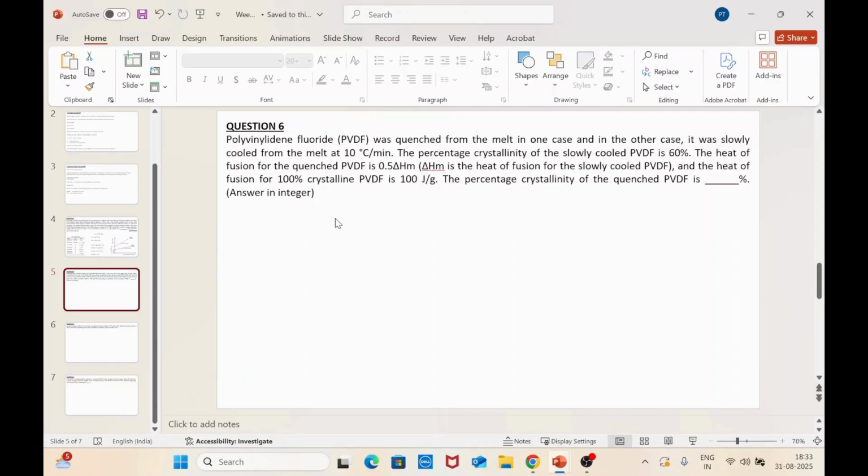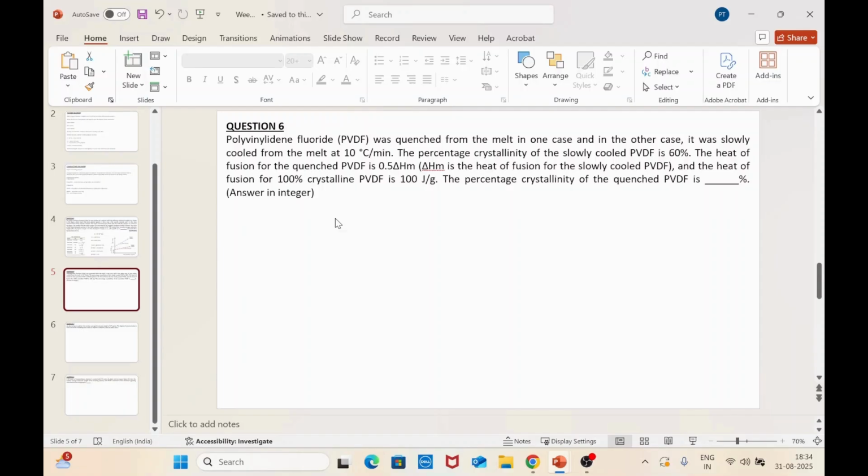Polyvinylidene fluoride (PVDF) was quenched from the melt in one case, and in the other case it was slowly cooled from the melt at 10 degrees Celsius per minute. Percentage crystallinity of the slowly cooled PVDF is 60%. The heat of fusion of the quenched PVDF is 0.5 delta Hm, where delta Hm is the heat of fusion of the slowly cooled PVDF, and the heat of fusion of 100% crystalline PVDF is 100 joule per gram. We need to calculate the percentage of crystallinity in the quenched PVDF.